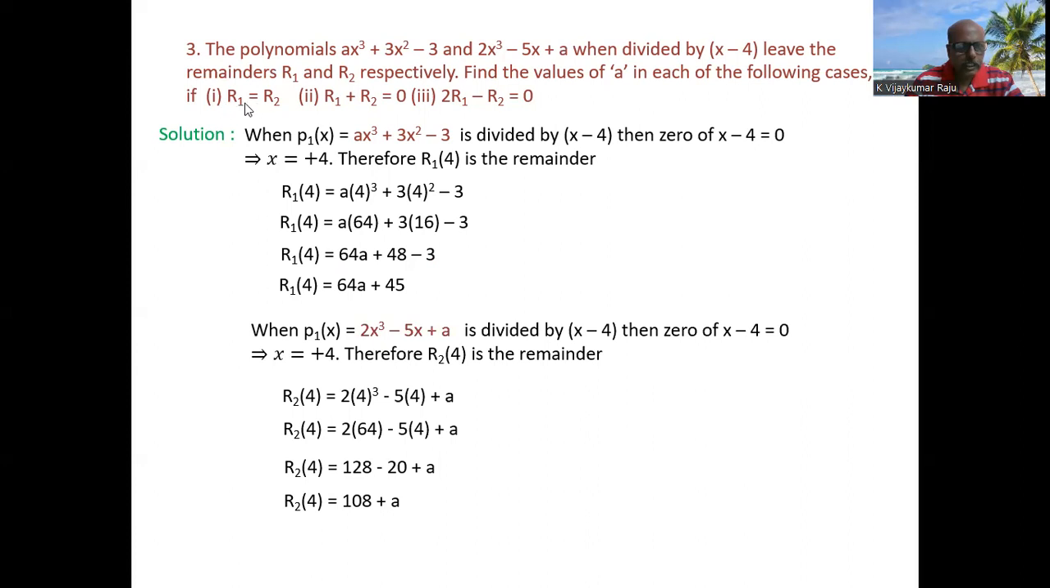Now in the first case, you take R1 equal to R2. What is R1? 64a plus 45. R2 is 108 plus a. So let us take a on one side and the numbers on the other side. It will become 64a minus a, 108 minus 45, so 63a is equal to 63. a is equal to 63 upon 63, which is 1. The value of a is 1 if R1 and R2 are equal.